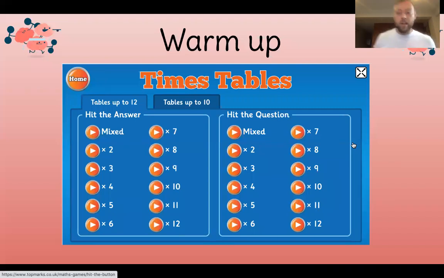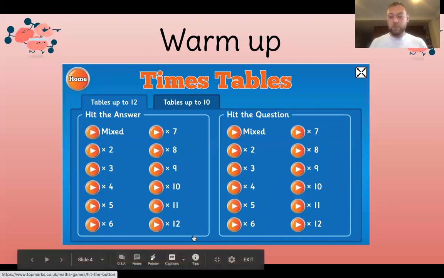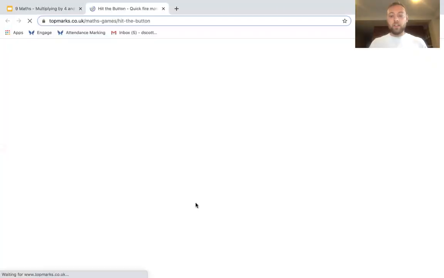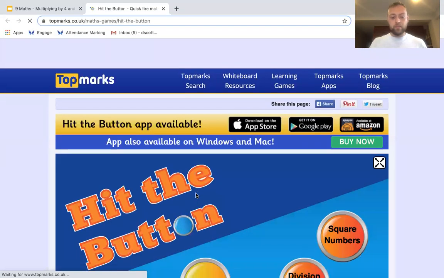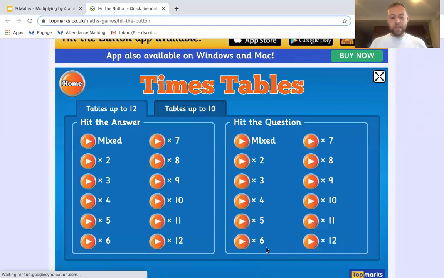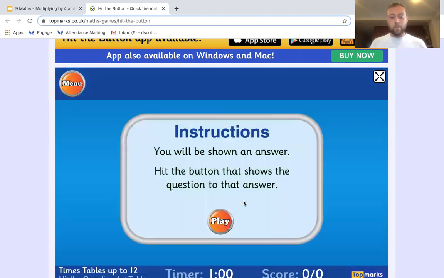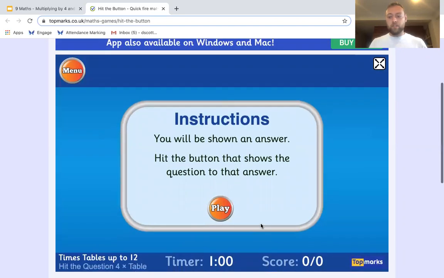Okay, so last session, I sent you the link to Hit the Button because it's a really good multiplication game. But today is a bit more special. I'm going to set you the challenge of trying to beat my score. So you can click on the link and it will open. You need to go to times tables and then choose either the 4 times table or the 8 times table. And if you want a really super tricky task, you can play Hit the Question. So let me just show you what that looks like. You get 1 minute and you have to score as many points as you can.